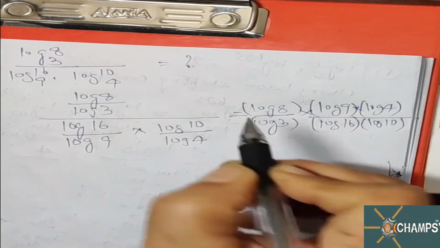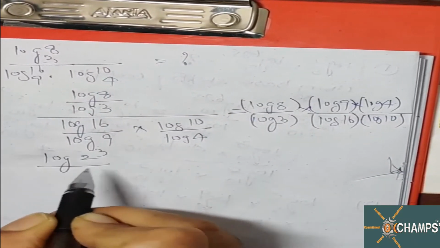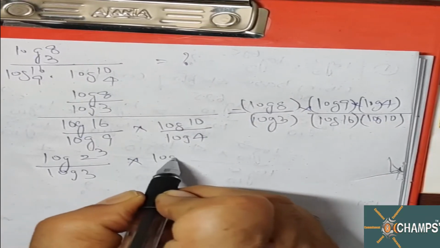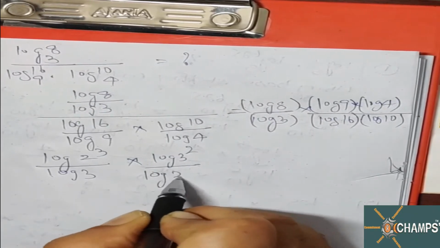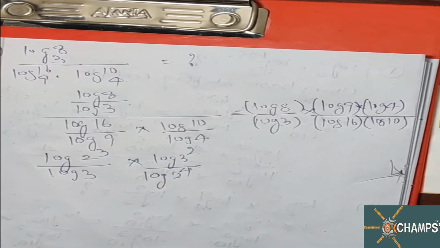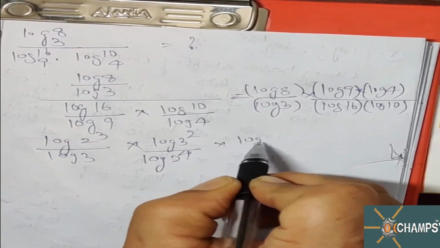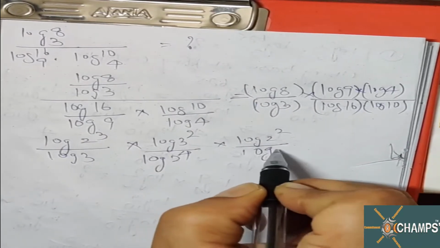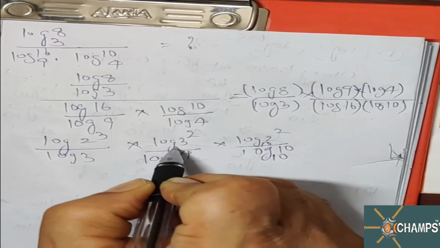Now log 8 can be written as log 2 cube divided by log 3. Log 9 can be written as log 3 square. Log 16 can be written as log 2 power 4 into log 4 can be written as log 2 square. Log 10 is 1, log 10 to the base 10. Otherwise one more step I'll write.